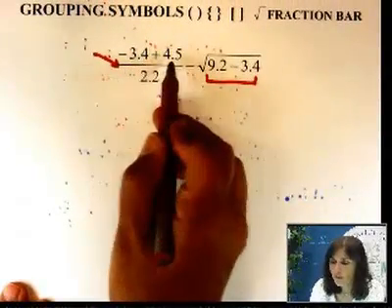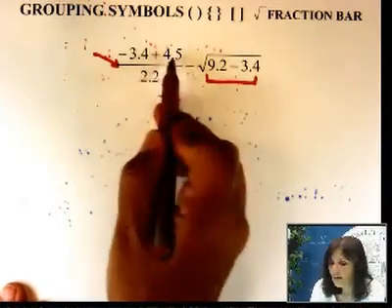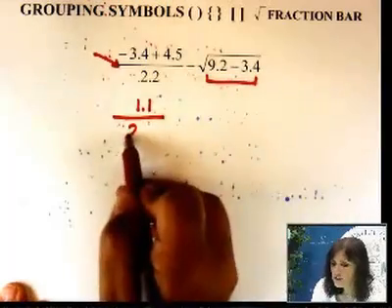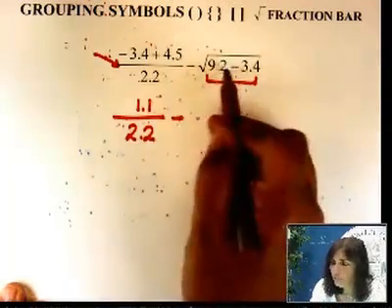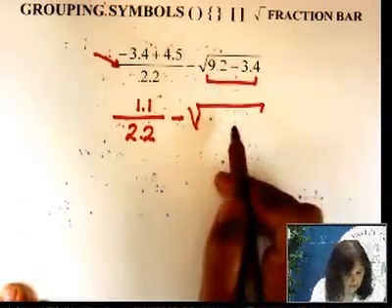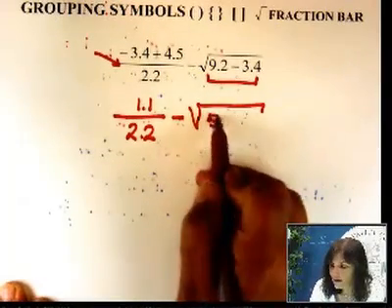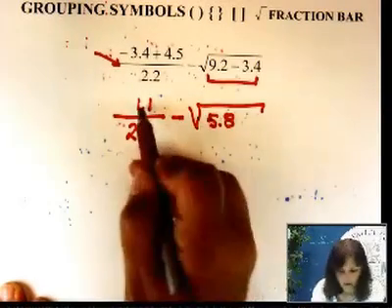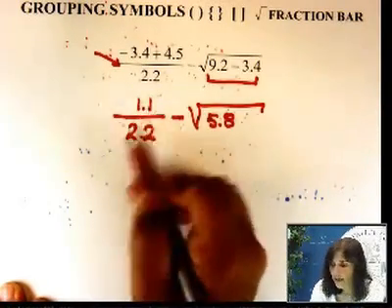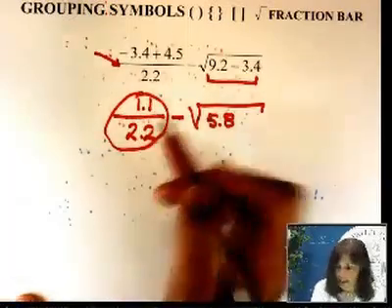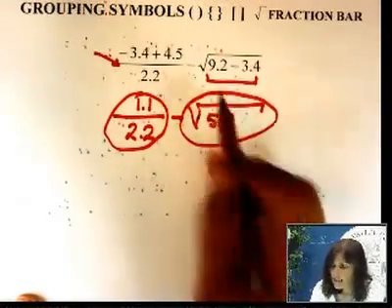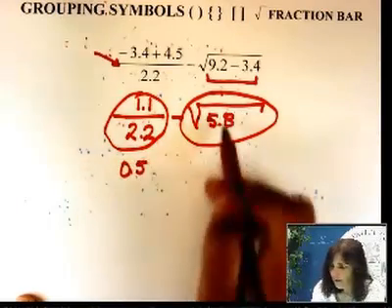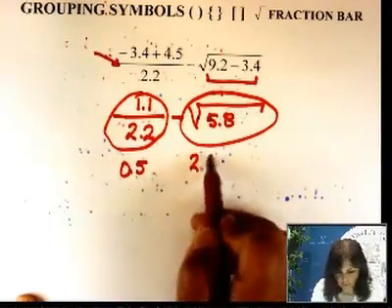Negative 3.4 plus 4.5. So I do that. I take the difference. The difference is 1.1. This one is going to stay as is, and then I have 9.2 minus 3.4. That happens to be 5.8. And I now have a subtraction, a square root, and this. So I can actually divide this, and then I can take the square root of this, and then subtract. When I divide this, I get 0.5. When I take the square root of this, I get 2.408.